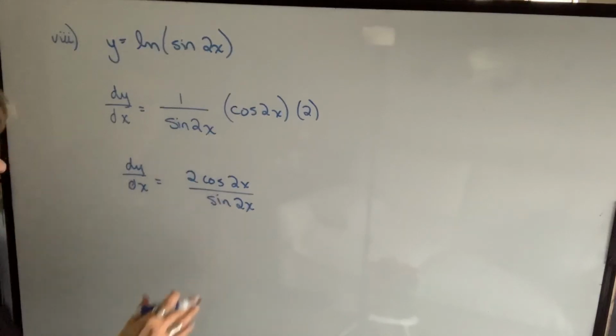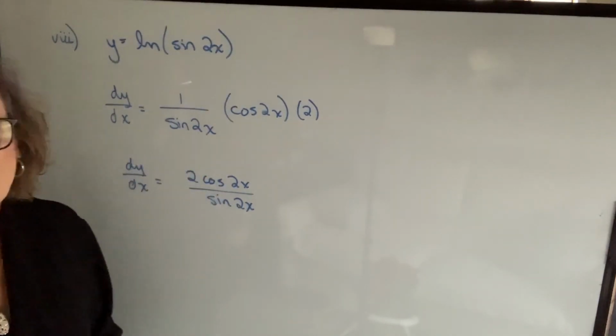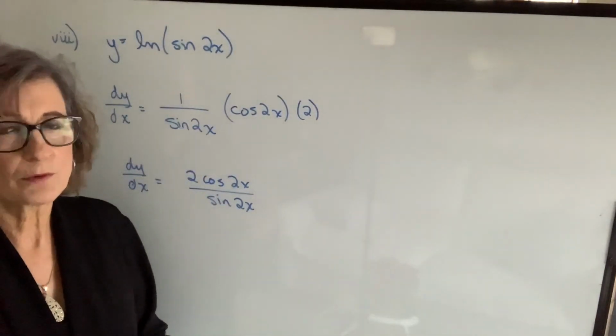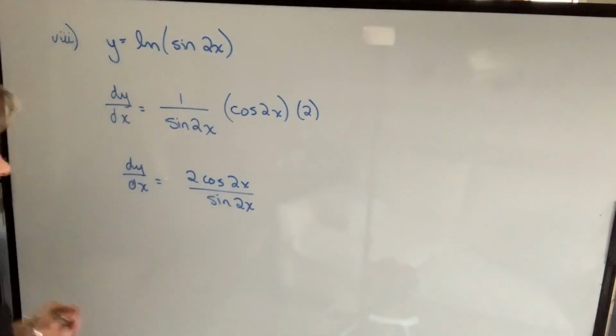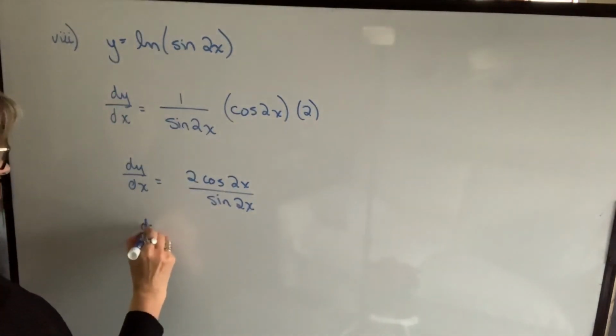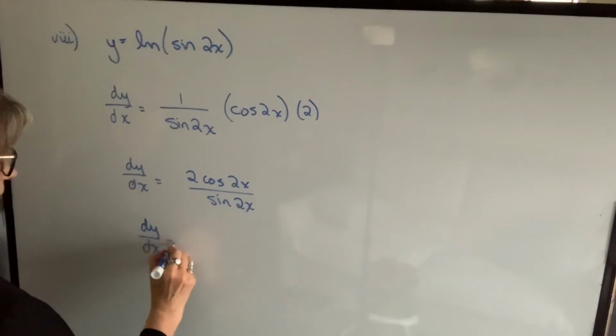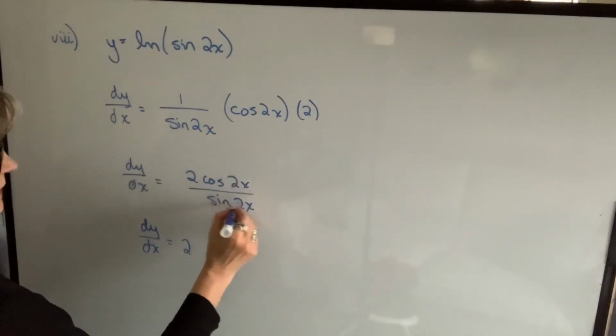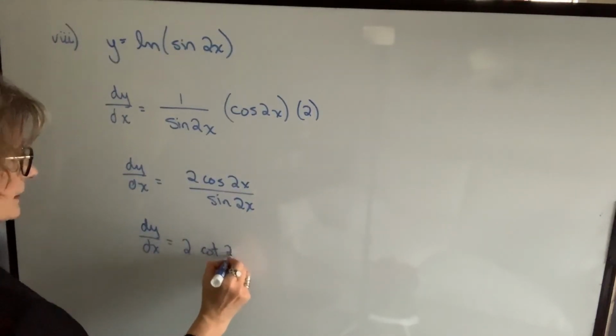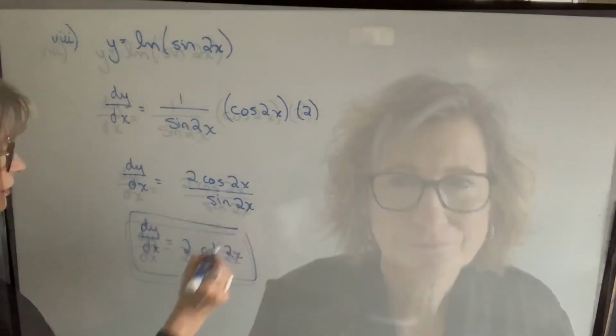You might think you're done, and I mean, this is correct, but probably if you were to look up the answer for a question like this, the author would simplify this using a trig identity. Cos of 2x over sine of 2x is cotangent of 2x. So you'd probably see the answer expressed like that.